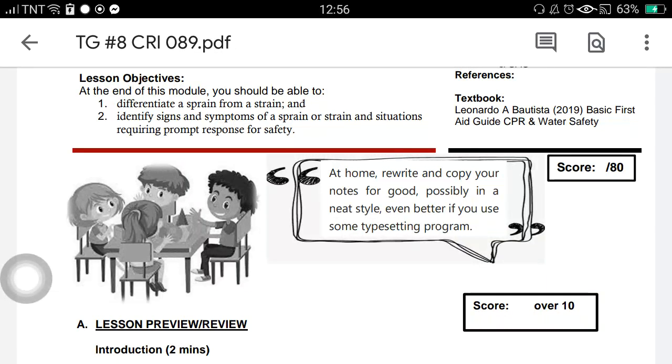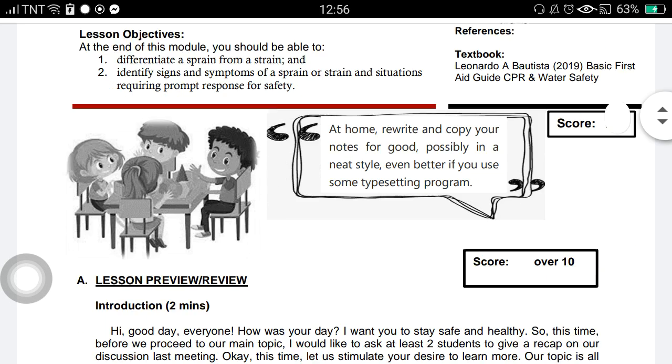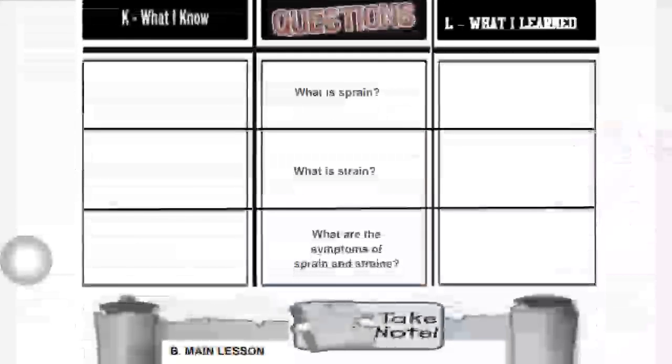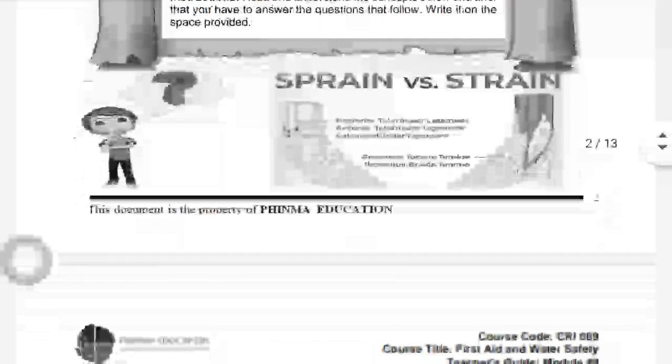Your module 8 of CRI 089. So, atong topic is about sprain and strain and the symptoms of sprain and strain.